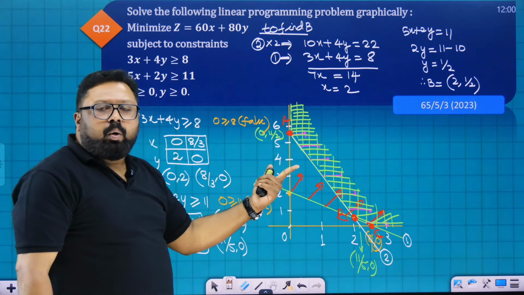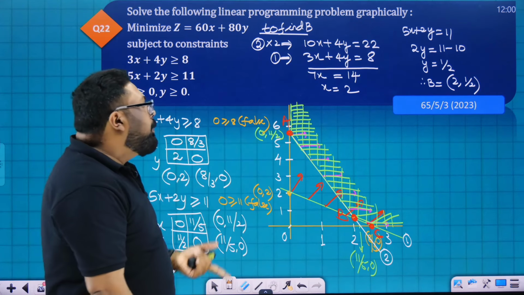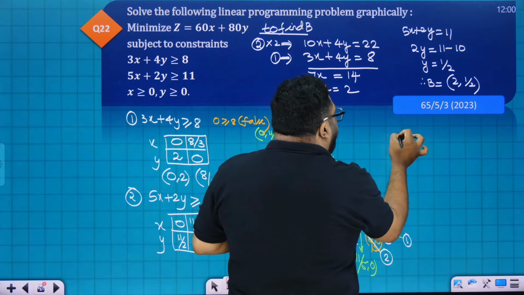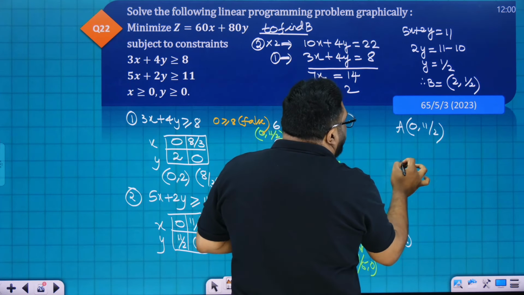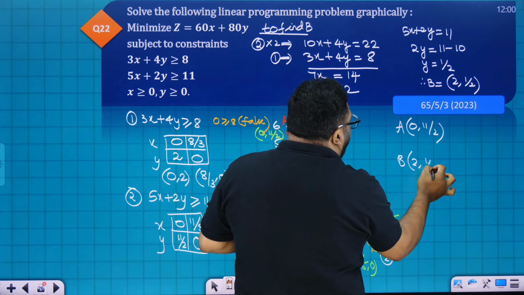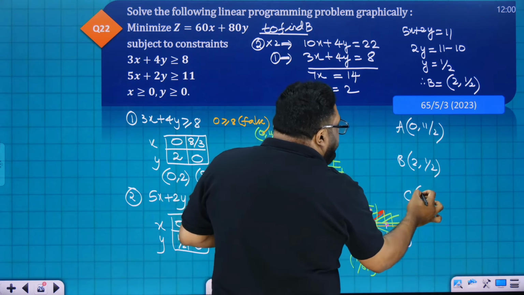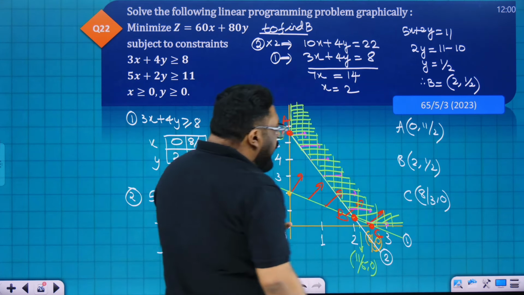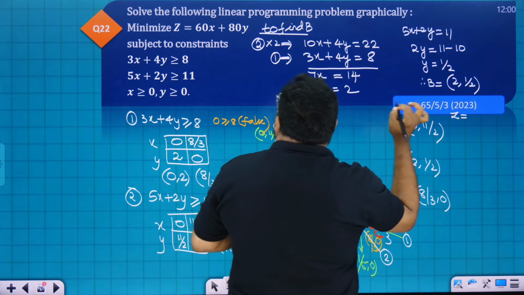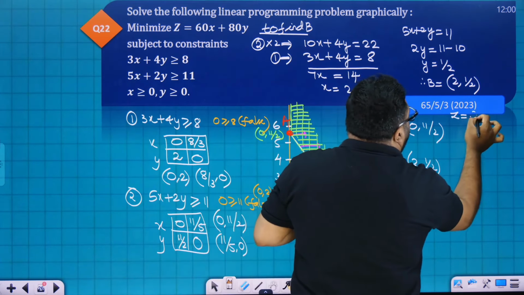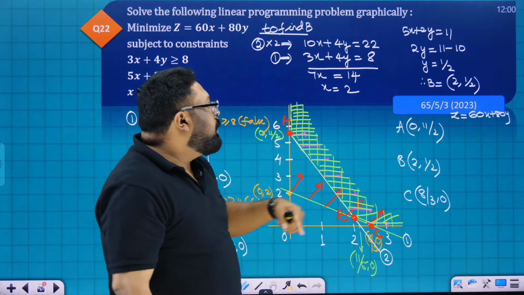Okay. Now we will find out the optimal solution, the value of Z for these three corner points. We will do verification after that. A is equal to 0 comma 11 by 2. B is equal to 2 comma 1 by 2. And C is equal to 8 by 3 comma 0. I have the three corner points now. And what is my value of Z? Value of Z is minimize 60x plus 80y.